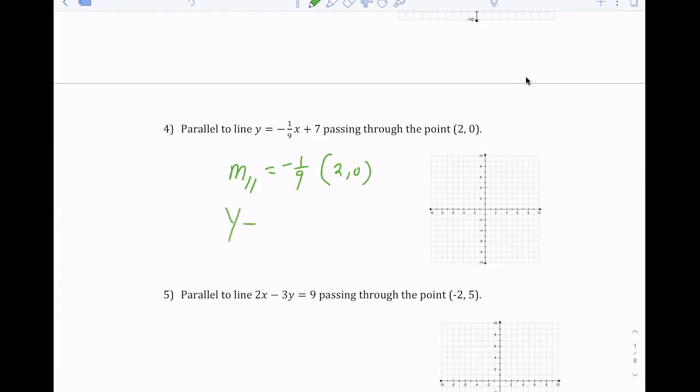Y minus, say it. 0. Yes. Equals -1/9 times x minus 2, not plus 2. You understand why it's minus, right? Okay, there you go. Do I really need to put y minus 0? No, but I just do that just to show you. All right, on the test, it would not be y minus 0, it would just be y equals -1/9 times x minus 2.